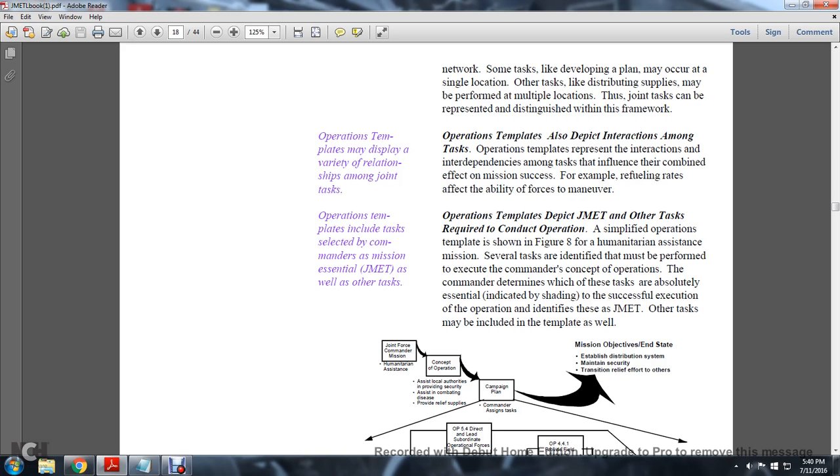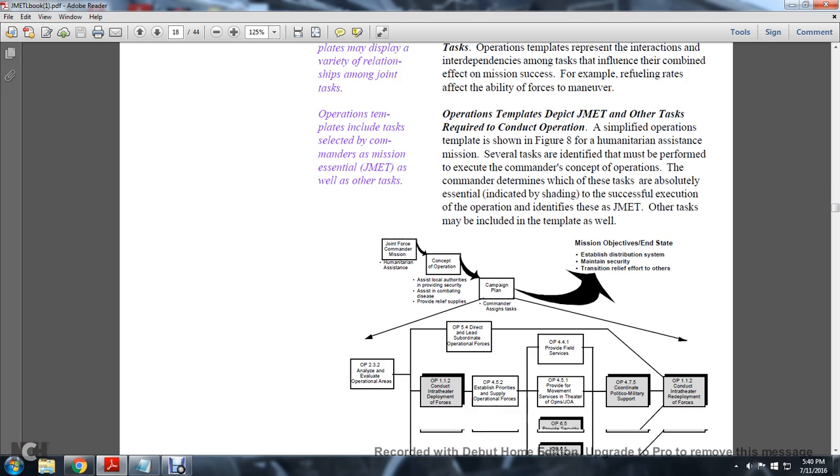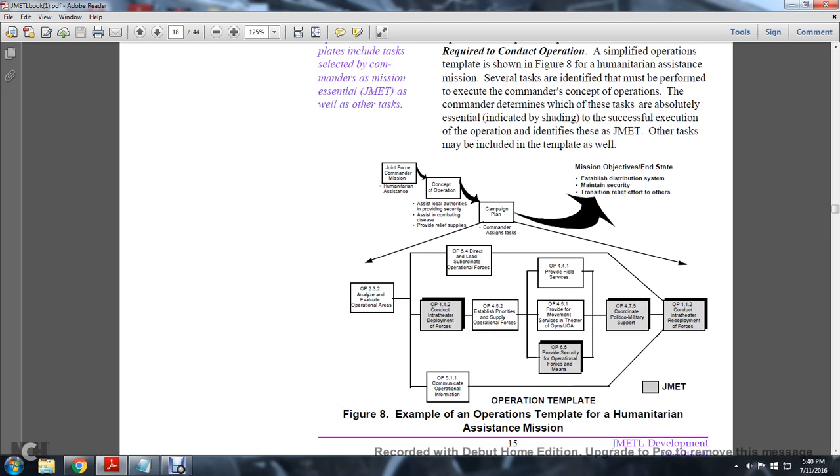A simplified operational template is shown in Figure 8 with a humanitarian assistance mission. Several tasks identified must be performed to execute the commander's concept of operation. The commander determines which of these tasks are absolutely essential, indicated by the shading. The successful execution of the operation identifies the joint mission essential tasks. Other tasks may be included in the template as well. Alright, you've seen the shaded ones. Those indicate the absolutely essential joint mission essential task list.